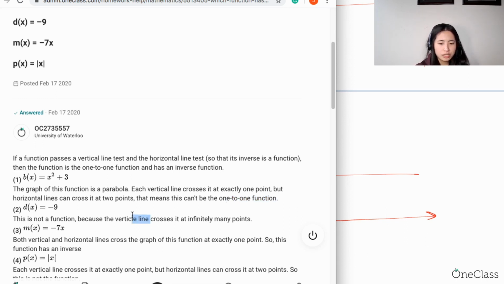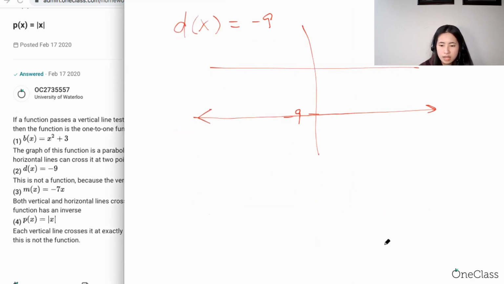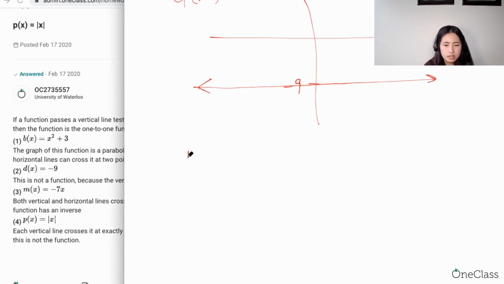Yeah, and also the vertical line crosses it at infinitely many points. Okay, great. So let's move on to m of x. So m of x, you have negative 7x. So as you can see, this is a linear function. So negative 7x looks something like this.